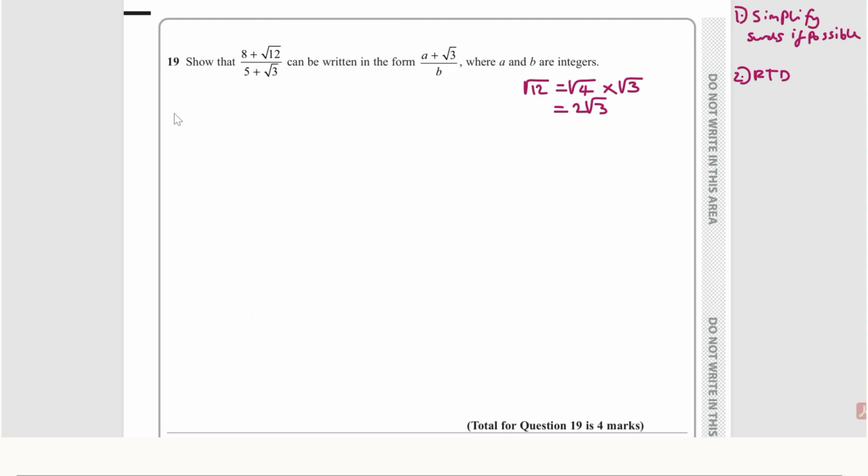So if we rewrite this fraction, we get 8 plus 2 root 3 over 5 plus root 3. And now we need to rationalize this, so we're going to multiply by the whole denominator and flip the sign.